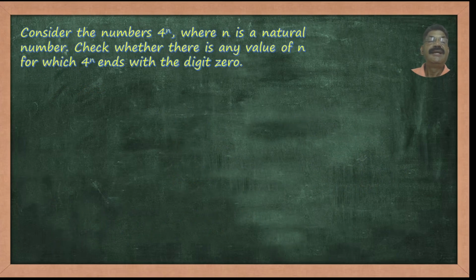Next, an interesting problem. Consider the numbers 4 power n, where n is any natural number. Check whether there is any value of n for which 4 power n ends with the digit 0. It is an interesting problem. We can solve this by the prime factorization method. Let us see how.